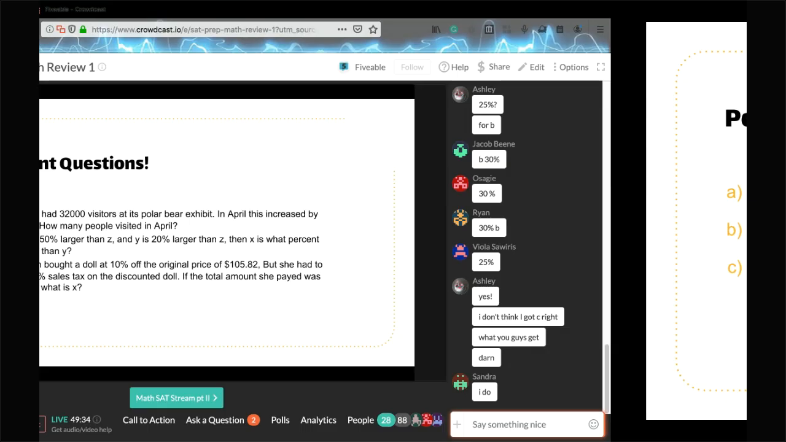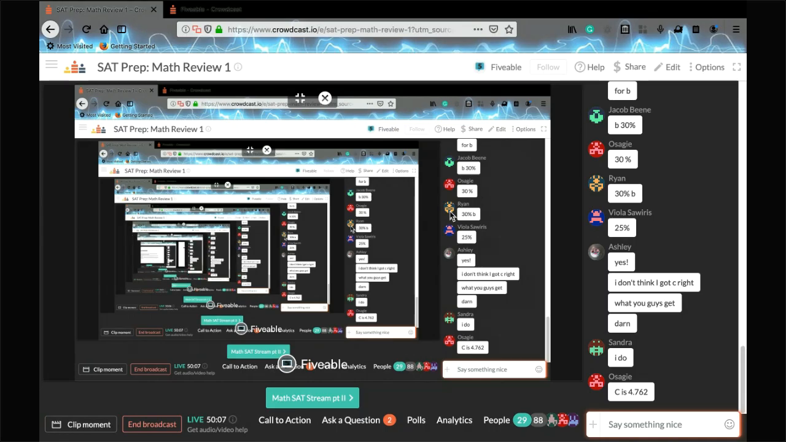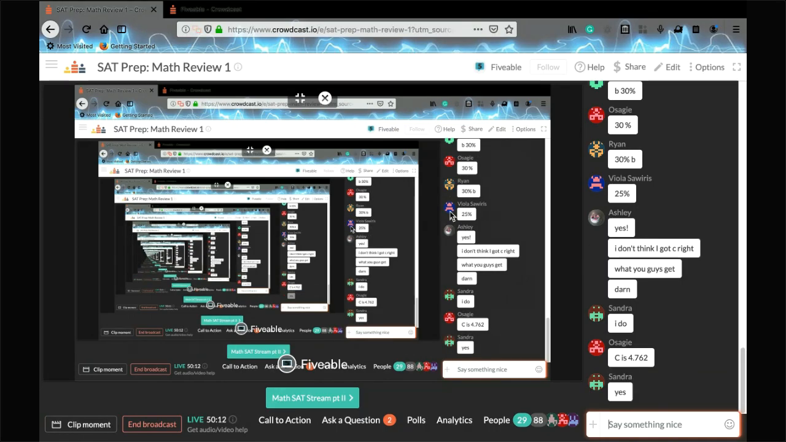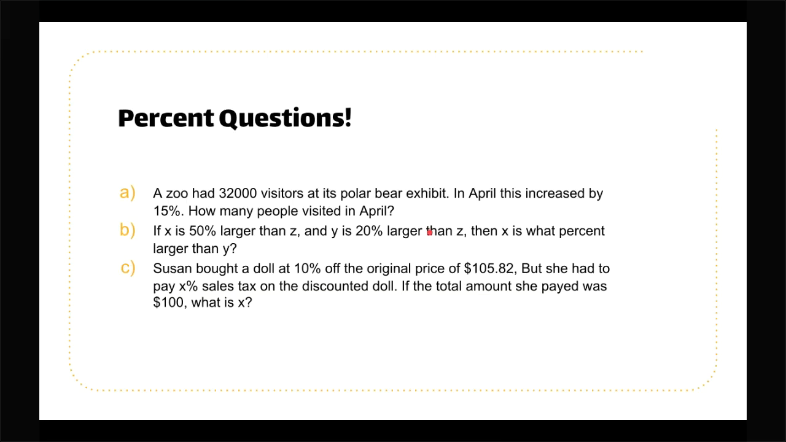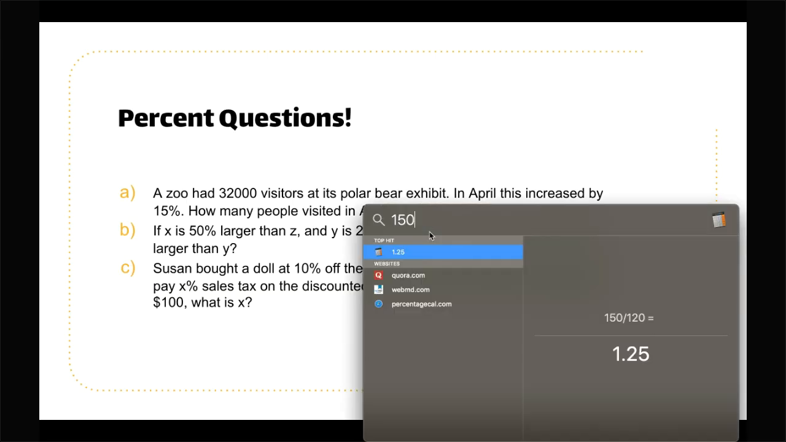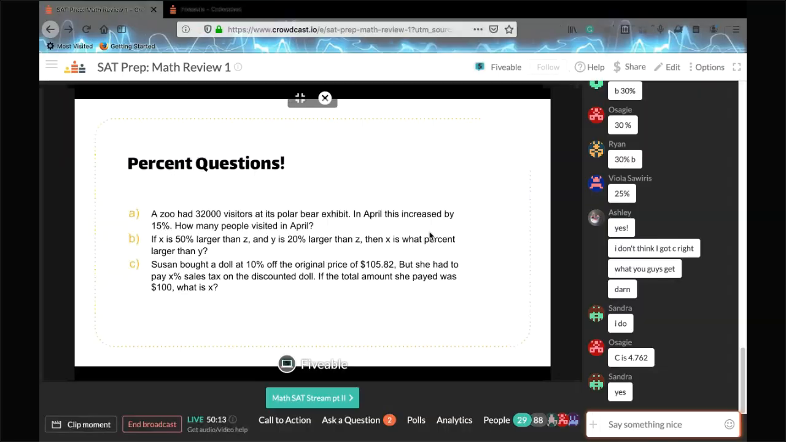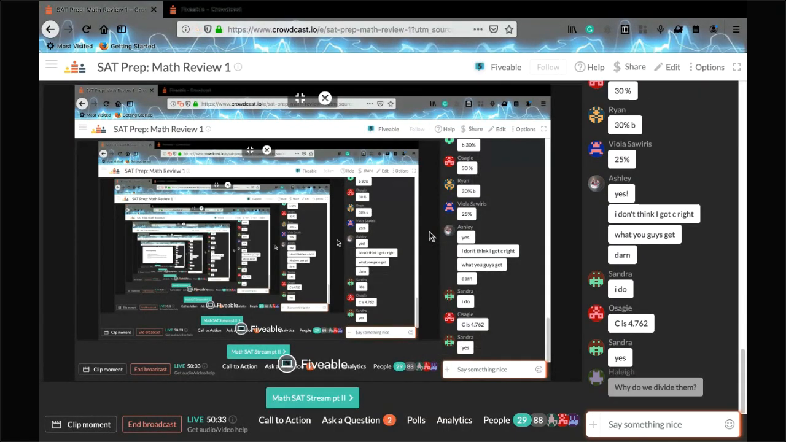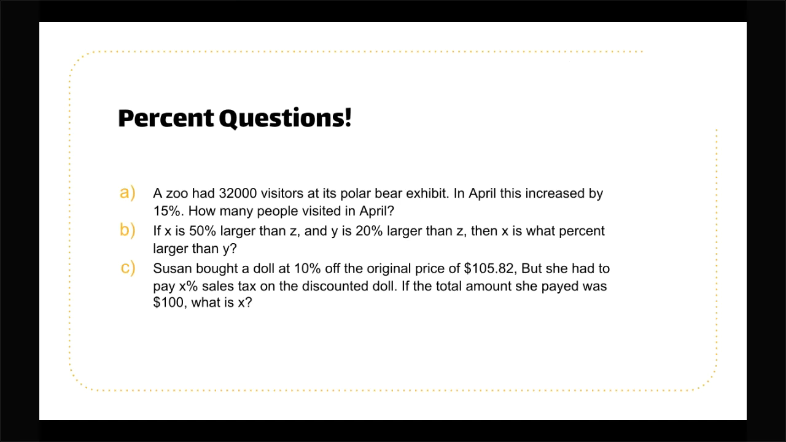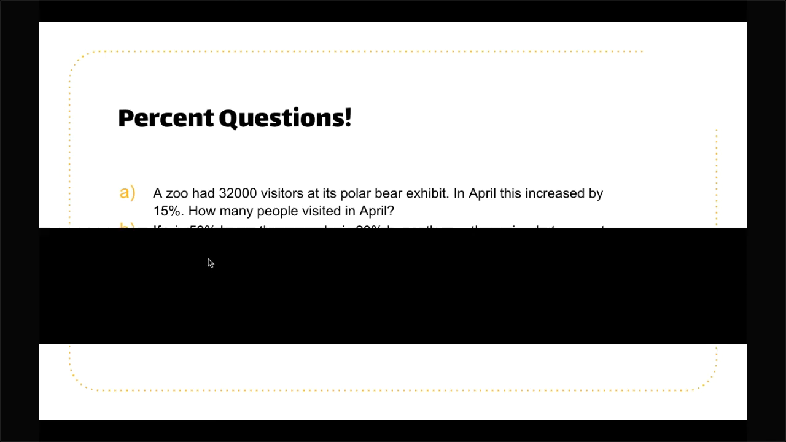Did you get that part? Does everyone get how to get that? Okay, great. So we know x is 150 and y is 120. If we divide them, we get 1.25, which is 25% larger. Why do we divide them? Because we want to know that x is what percent larger than y. That's what the question is asking.